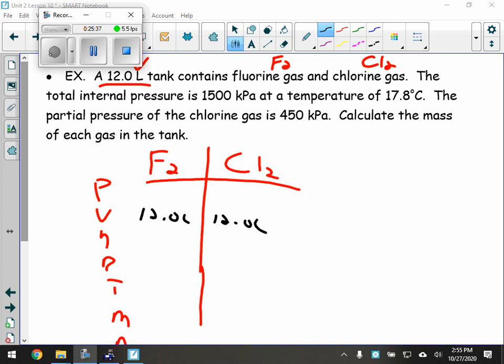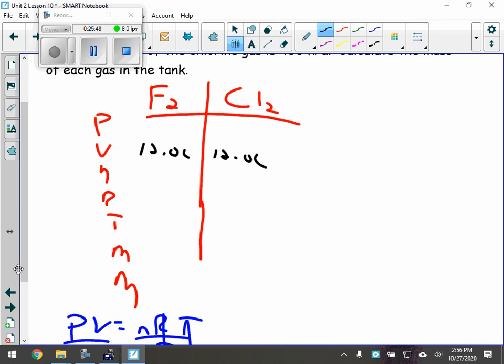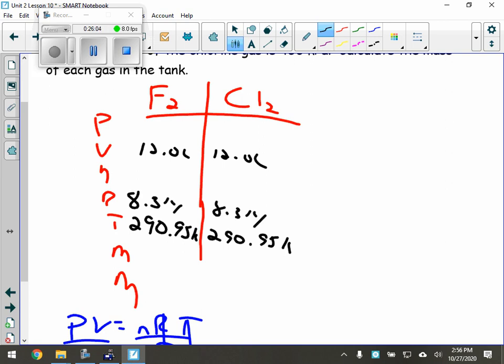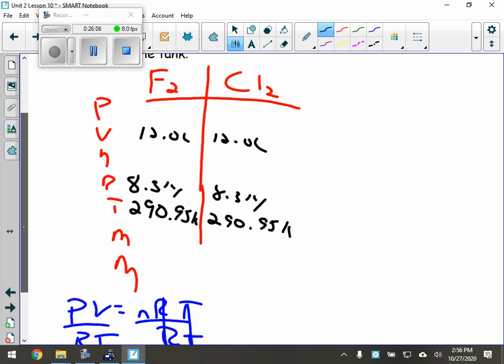Again, we can put volumes in there. What do we got? 17.8 degrees Celsius. Both of these gases have to have the same temperature, of course. So 17.8 is, help me out here, what is that? 290.95. R we know is 8.314. And that leaves me pressure, amount, mass.